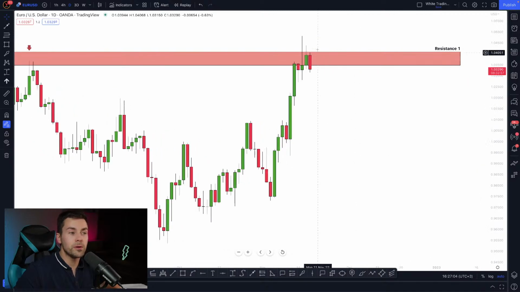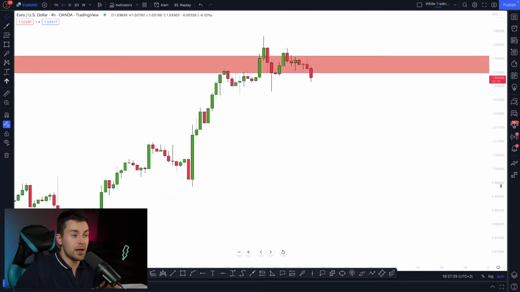And what is peculiar about this structure is the fact that here we got a very strong rejection. And you can see that even though we were growing sharply, once that structure was reached, yes, we stopped growing. It is a very, very important clue right here to consider.